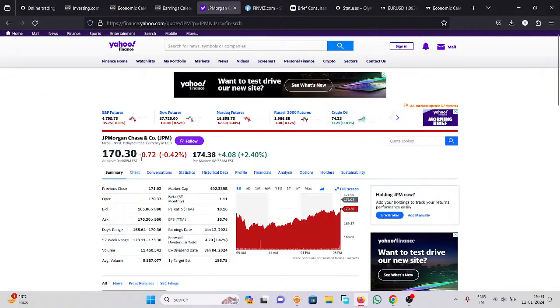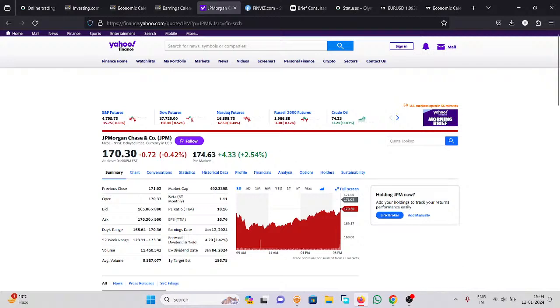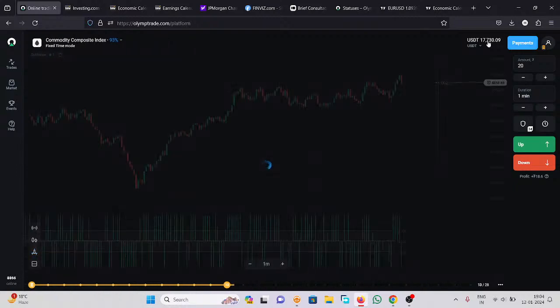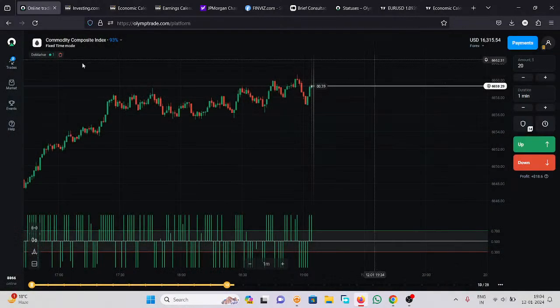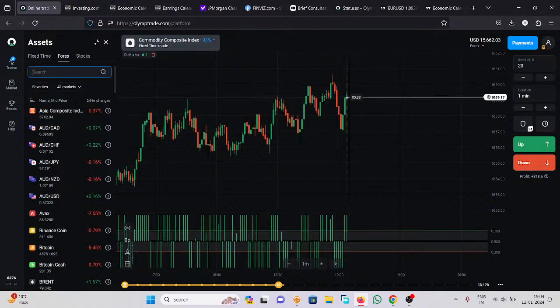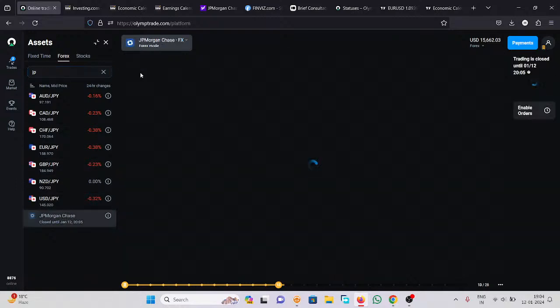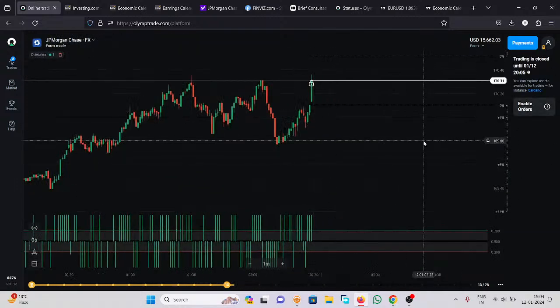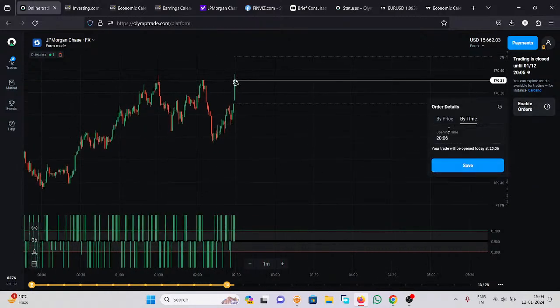So 170.30, it's now 0. It's actually in the mid, but the pre-market session is showing the price of the asset. Actually this is the closing price of yesterday, but here what we saw is the 3% is already a hike, almost 2.5% hike in this asset. $4 is above. So what we can do, either we can do the trading like this. You can choose JP Morgan Chase, sorry, forex, JP Morgan Chase, it's not showing, okay, it's come. Right now the market is closed, but you can open the trade by using the enable orders.